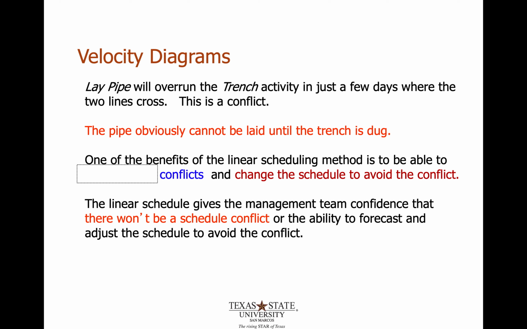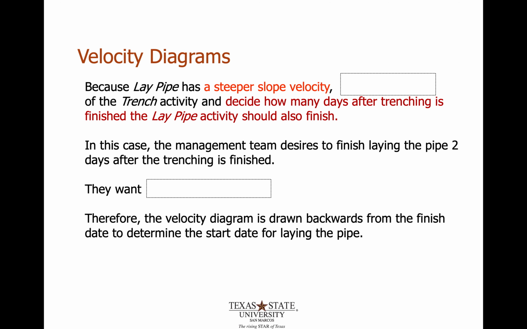This will quickly overrun, lay pipe will quickly overrun trench activity. The pipe obviously cannot be laid until that trench is dug. So one of the benefits of this method is to forecast these conflicts so that you know when the proper date to start all of these activities is, so that you don't overrun each other and have these conflicts. So since this has a steeper slope, what we do is we look at the finish date instead of the start date, what we were doing before, when we have two activities where the first is slower and the second is faster.